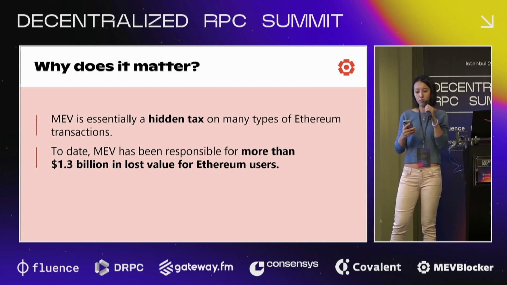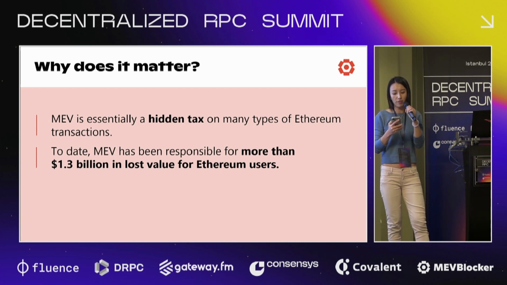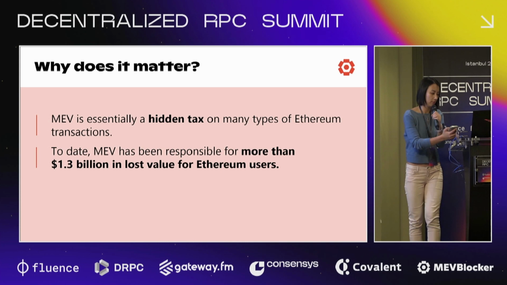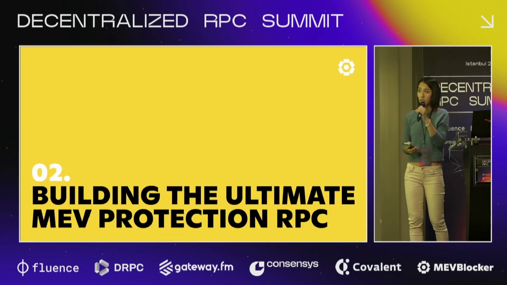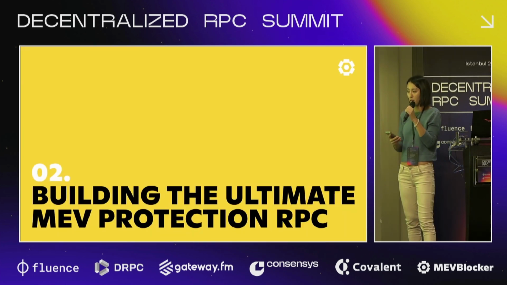They manipulate the trades, profit from them, resulting in failed transactions, unfavorable prices, and making users trade worse off. And to date, MEV has been responsible for more than 1.3 billion in lost value for Ethereum users. Well, enough of the problems. We're here to talk about solutions, building the ultimate MEV protection RPC.